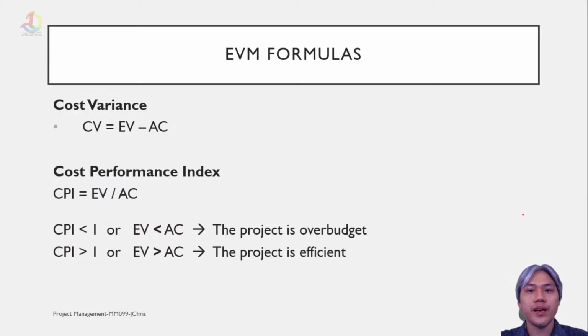Now, there are EVM formulas that you can use. This we can call cost variance, CV. CV is EV minus AC. Cost performance index, or CPI, is EV divided by AC. If the CPI is lower than 1, or EV is lower than AC, it means the project is over budget. But if the CPI is larger than 1, or EV is bigger than AC, the project is efficient.